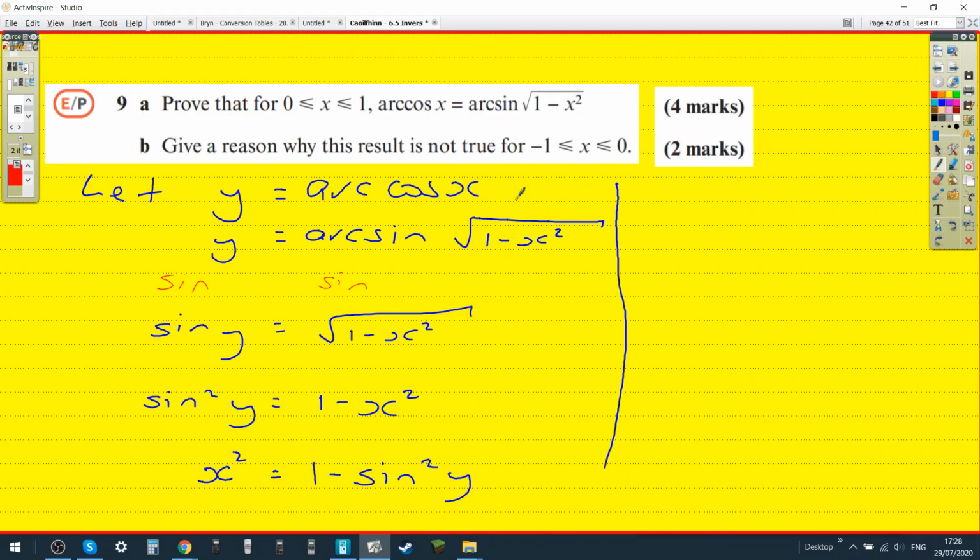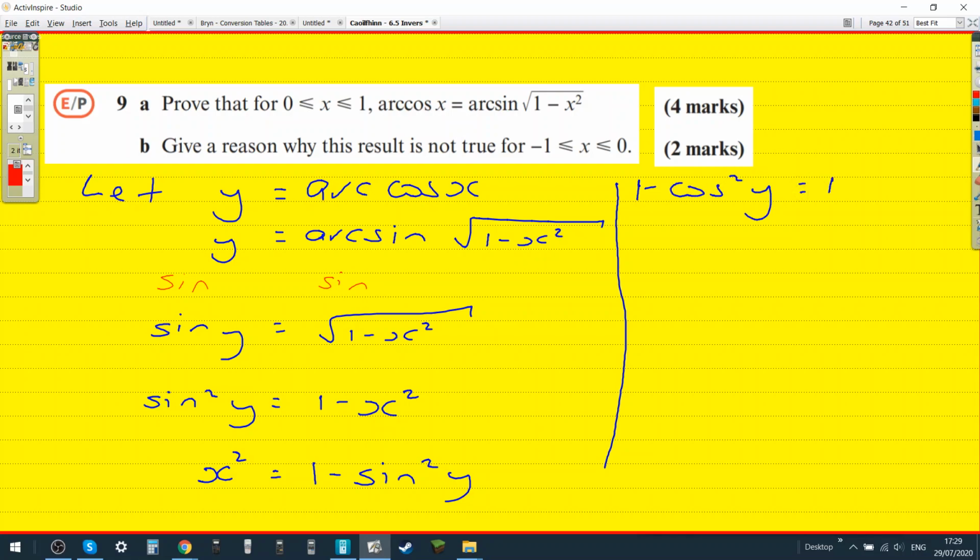Oh, okay, hang on. So sine squared y is 1 minus x squared. And so you can replace sine squared y with 1 minus cos squared. Okay. And so what is cos squared y equal to? 1 minus x squared minus 1. I believe it's just x squared. Okay.